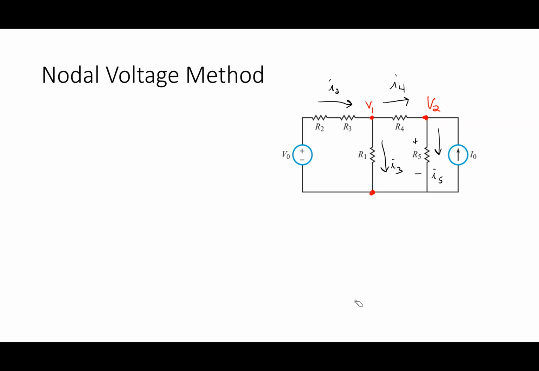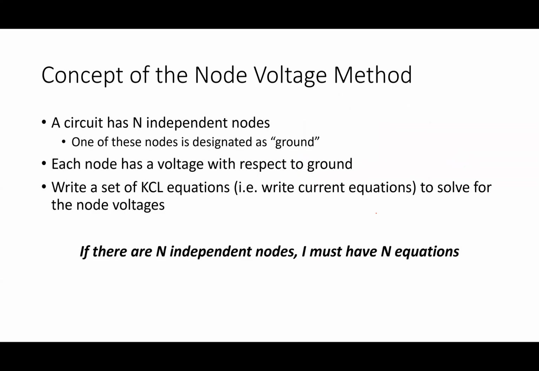For right now, the important thing is not even to call it ground. It's really our reference node, right? We've defined that it's 0, and then everything else is going to be defined with respect to that. We'll talk more about the details of that later. But the important thing is each node has a voltage with respect to ground, with respect to the reference node. We write a set of KCL equations, meaning we write current equations to solve for voltages. We're solving for voltages using currents.